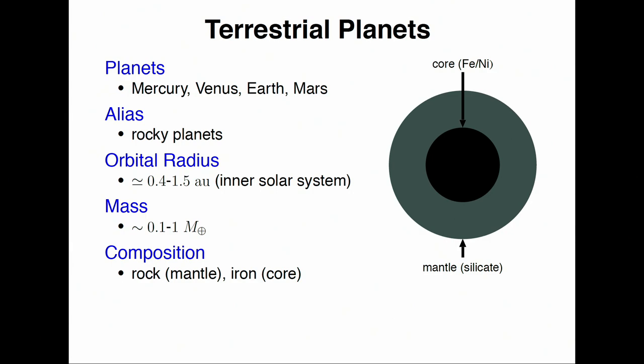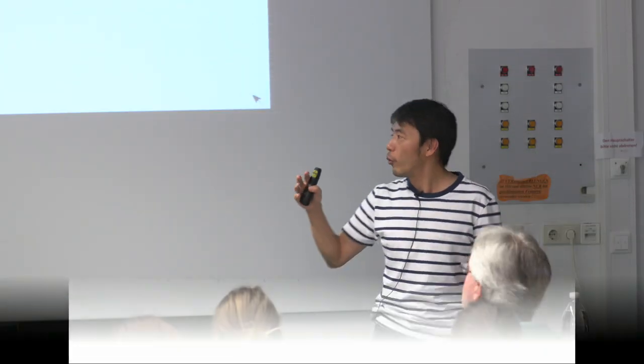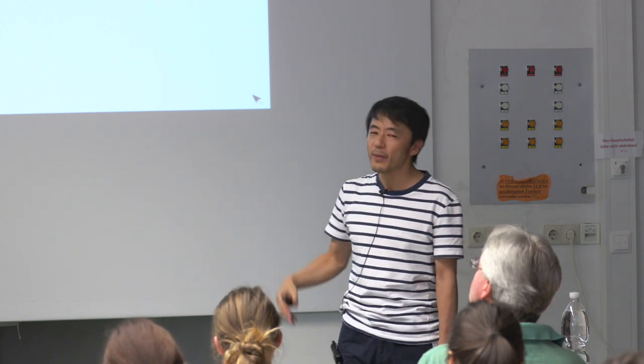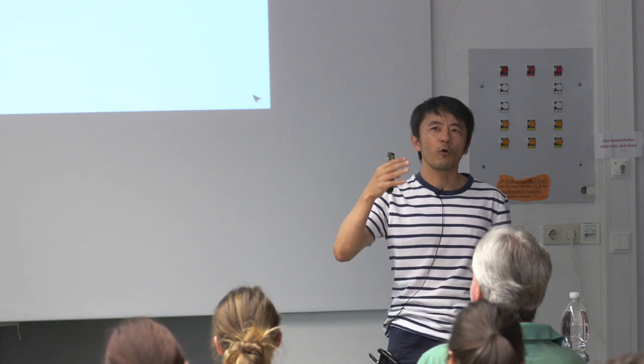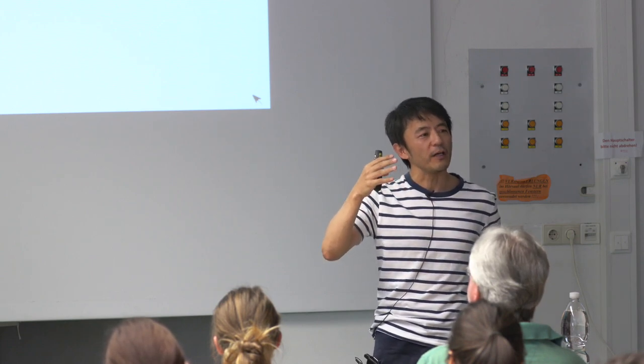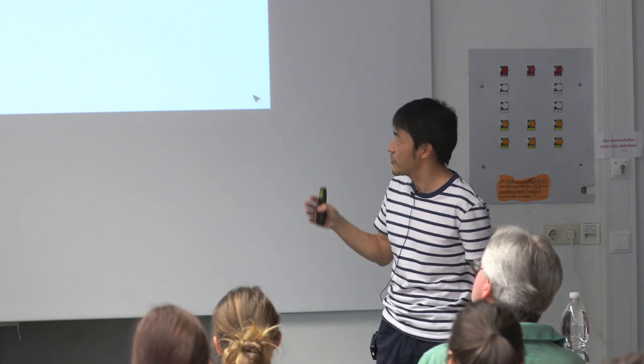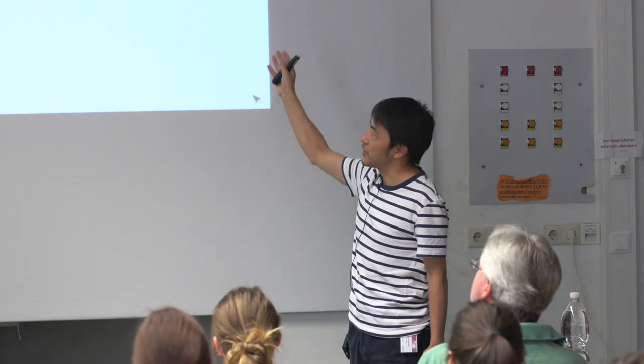For example, for the Earth, the core mass is about 30% of the total mass. But for Mercury, I think the core mass is now estimated to be about 70%. So actually Mercury is not a rocky planet; it's an iron planet.